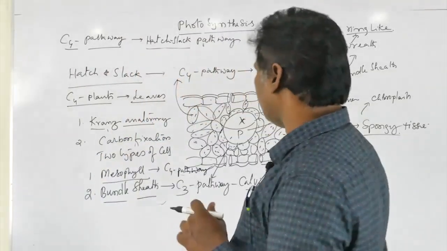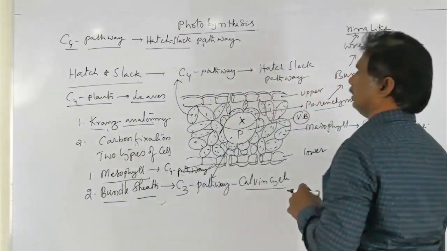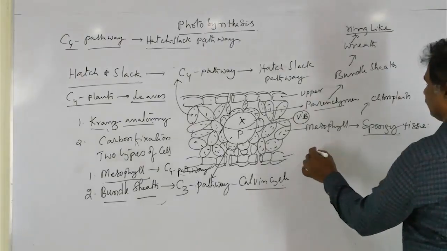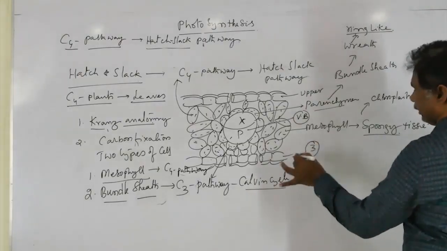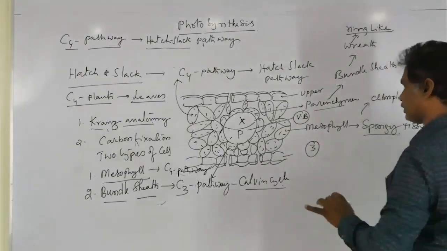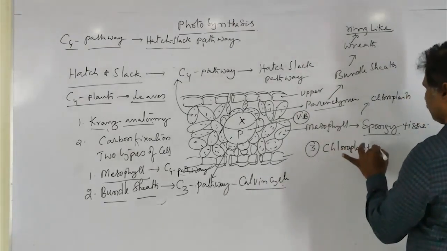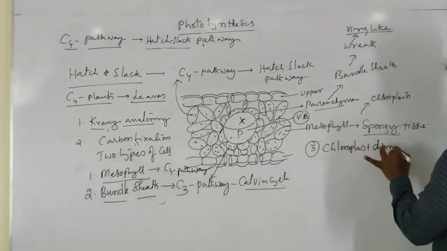And the third important special feature in C4 plants is chloroplast dimorphism.